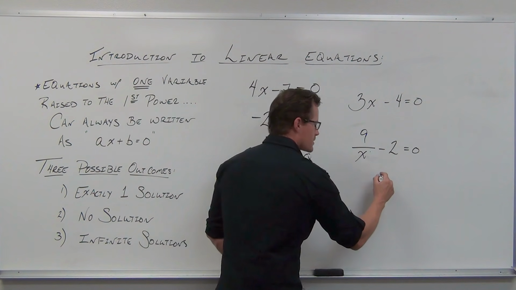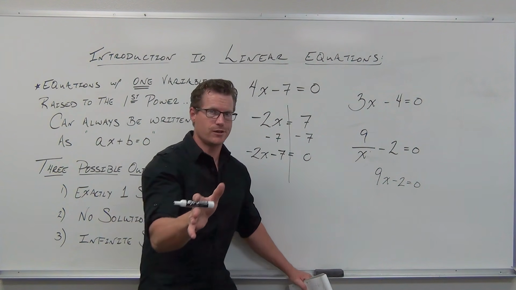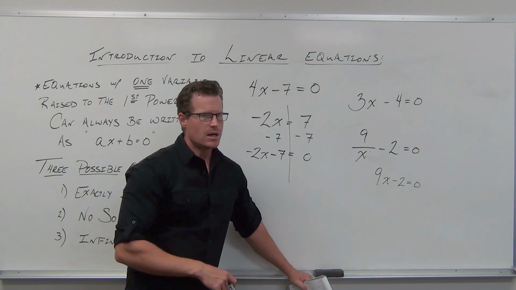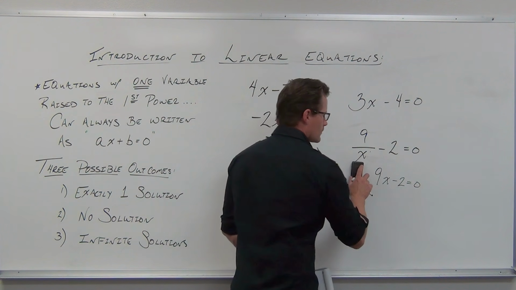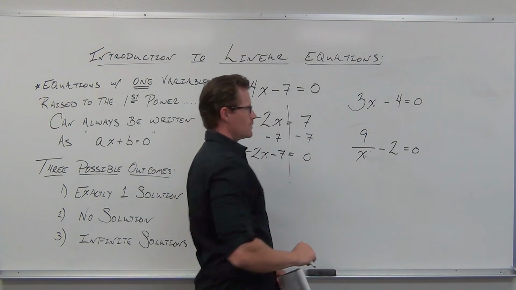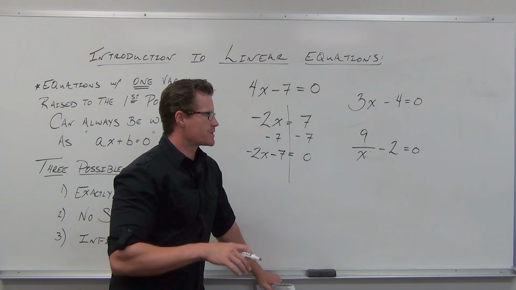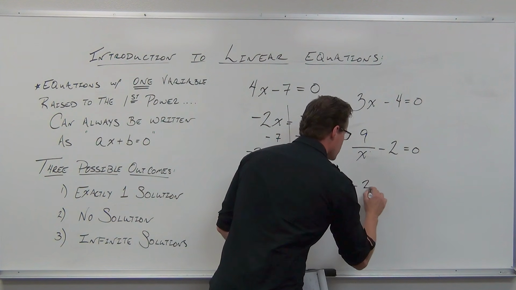If you change this, which is not legal, you don't get to change it, okay? But if I gave you that, that would now be linear, where your a is 9, your b is -2. So let's do one more, because a lot of times students get confused between this example and what I'm about to give you.